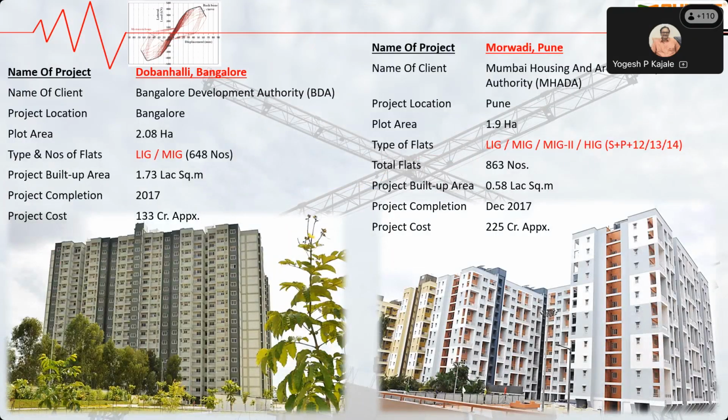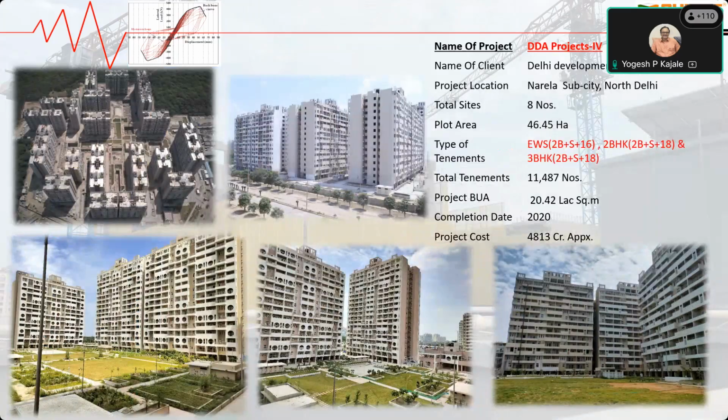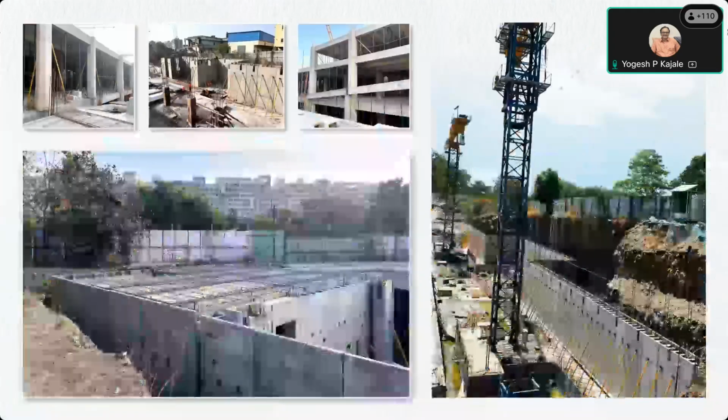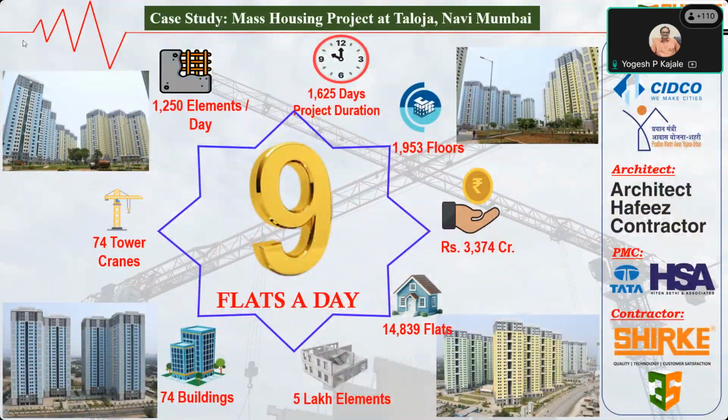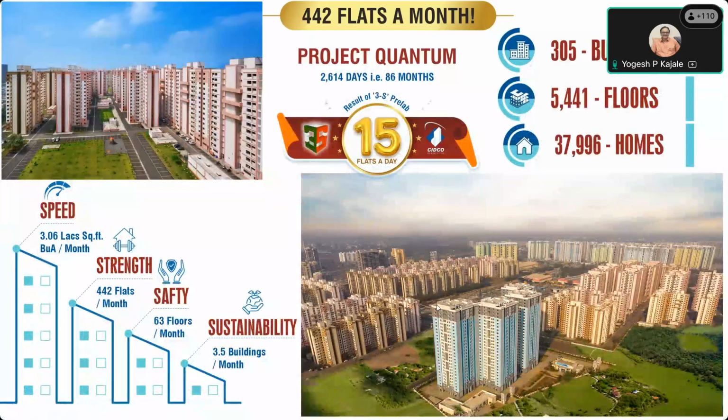These are a few photographs of the buildings which we have completed using either column beam frame structure or load bearing wall slab structure. You would see that the delivery is to the tune of 9 flats a day if wall slab construction system is deployed, and if column beam frame system is deployed, the completion could be as much as 15 flats a day.